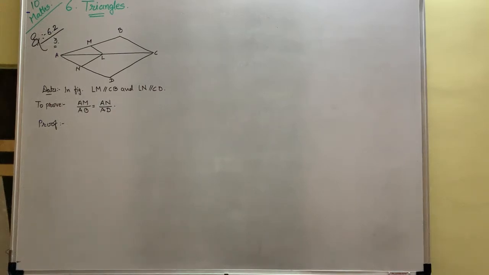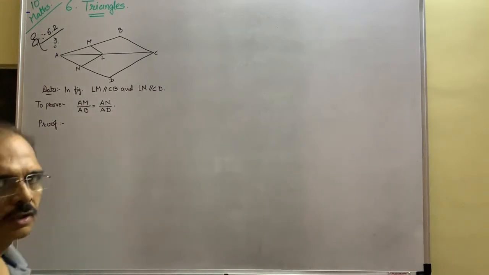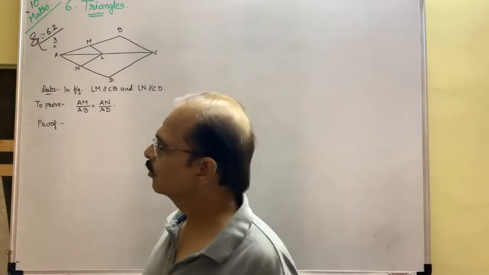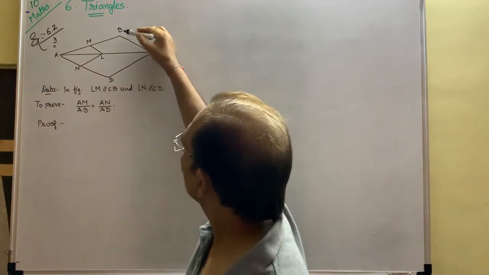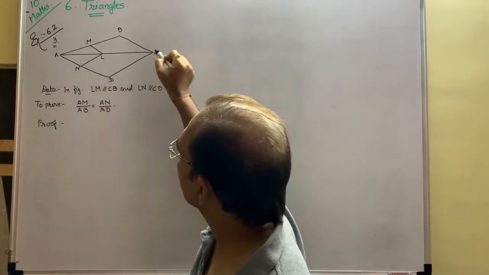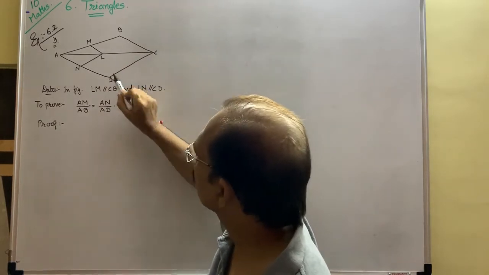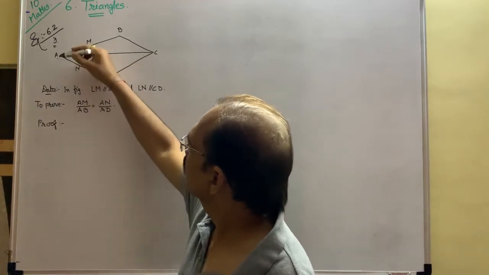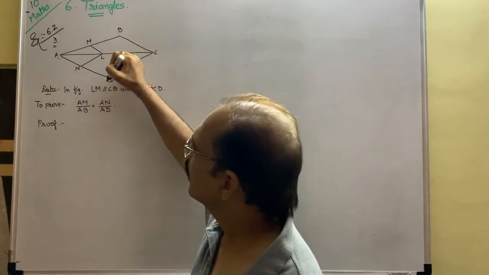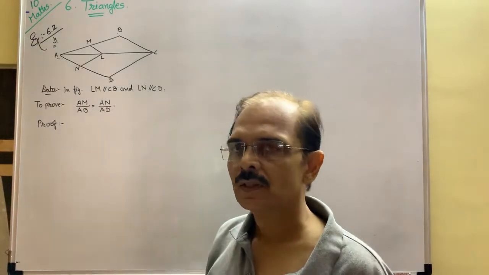Let us start. Question number 3. The figure is given in your textbook. Data is also given. It is given that LM is parallel to BC, and here in triangle ADC, LN is parallel to CD. Prove that AM upon total AB is equal to AN upon total AD. Okay. Now see.